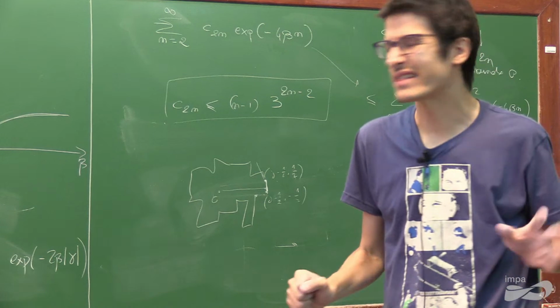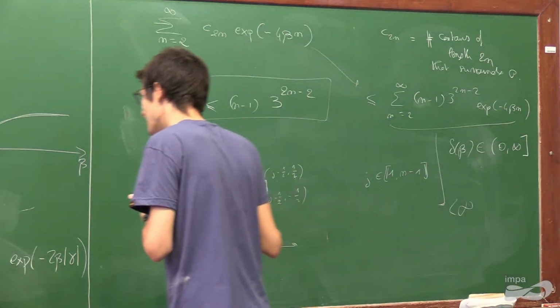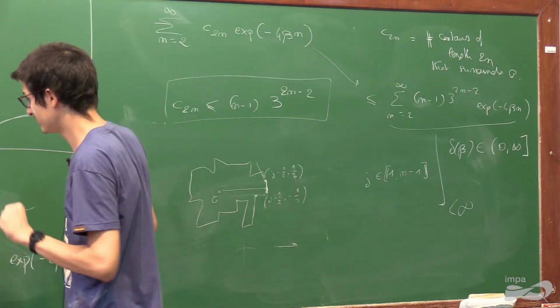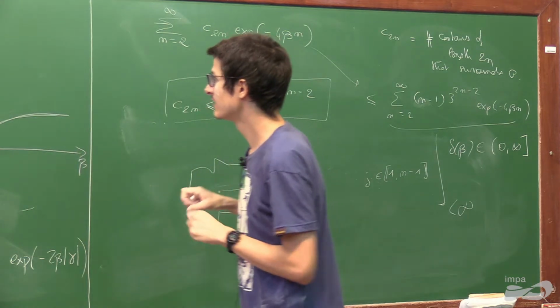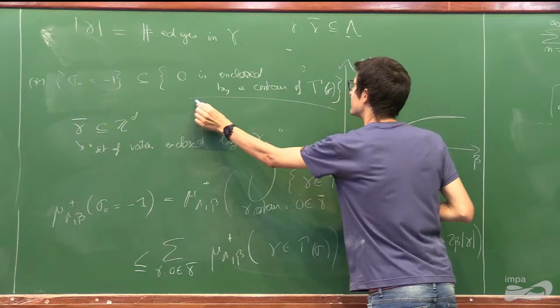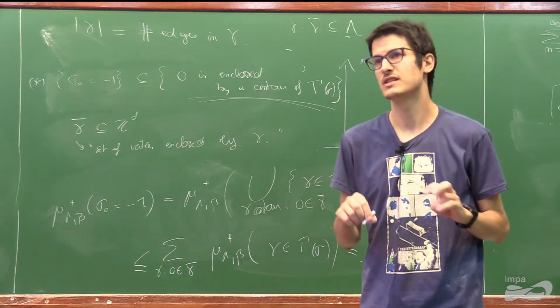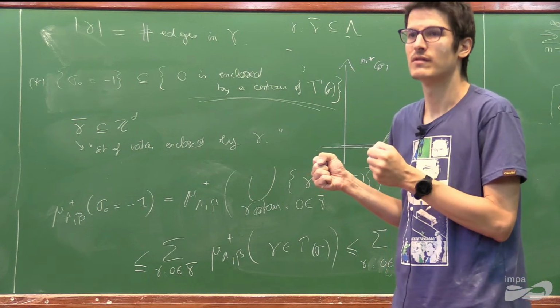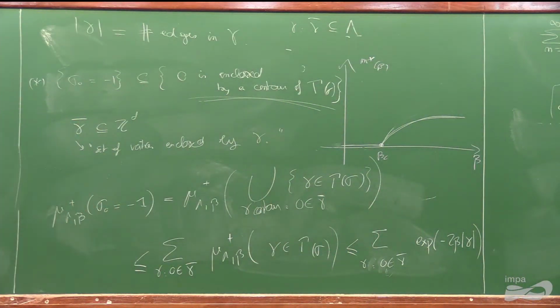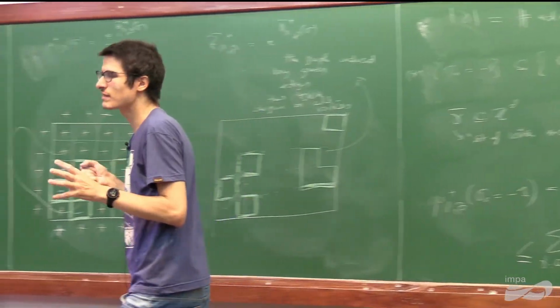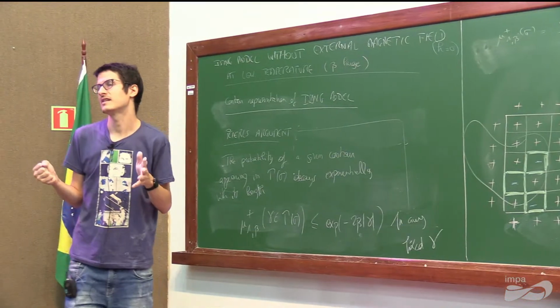The reason is that if you're a bit more careful, you can prove that if the sum is finite, then the probability that 0 is not enclosed by any contours is uniformly positive. And if you think about it, if 0 is not enclosed by any contour in the limit, it implies that the plus Gibbs state and the minus Gibbs state cannot look the same.